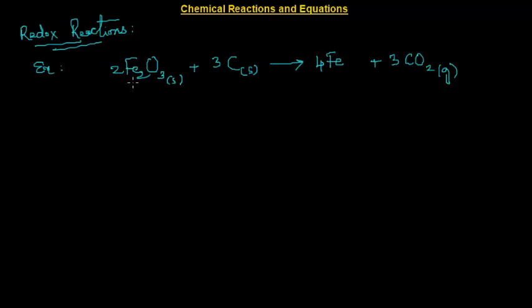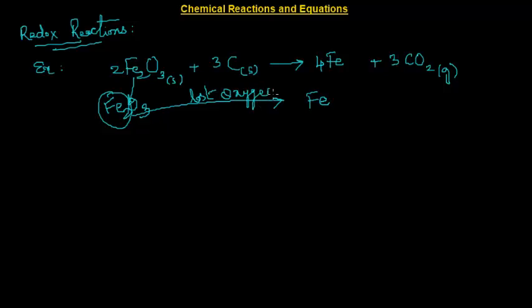So see here what is happening. From iron perspective, if you take, here it is oxidized. It is with oxygen. Okay. Here oxygen is removed and it is forming Fe. So Fe2O3 has lost oxygen. So what happened to this? This is getting reduced.